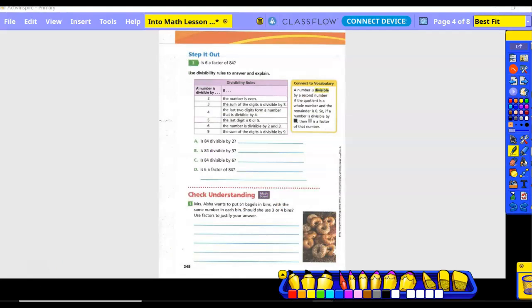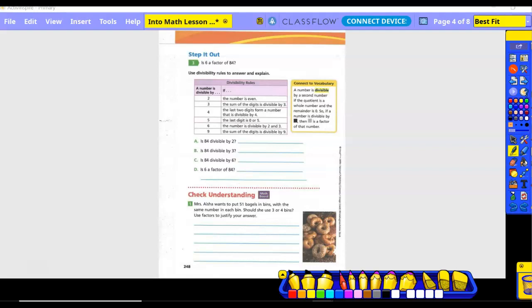So they do have divisibility rules so that you don't have to do the box and everything else, okay? So a number is divisible by a second number if the quotient is a whole number and the remainder is 0. So if a number is divisible by something, then that blank is a factor of that number. So basically, you just can't have a remainder for it to be divisible by that number. Okay, so up here, they gave us the divisibility rules.